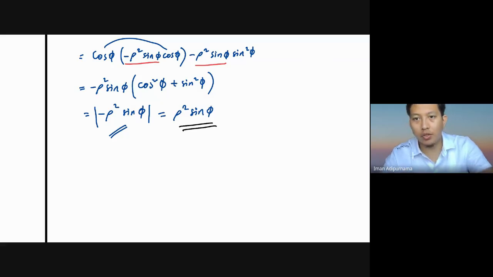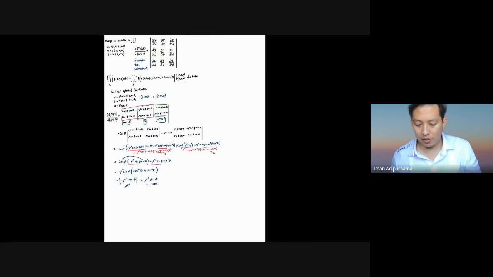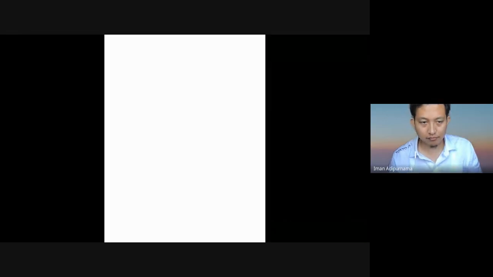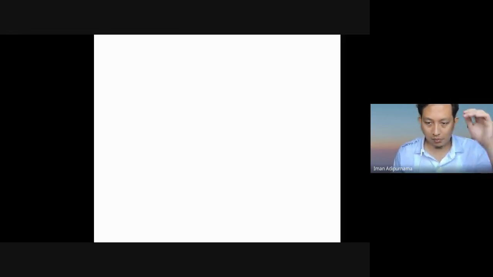Okay, if we just finish off the Jacobian, maybe start with the exercise for the Jacobian, and then maybe exercises from other sections as well. Okay, let me write the question for you.